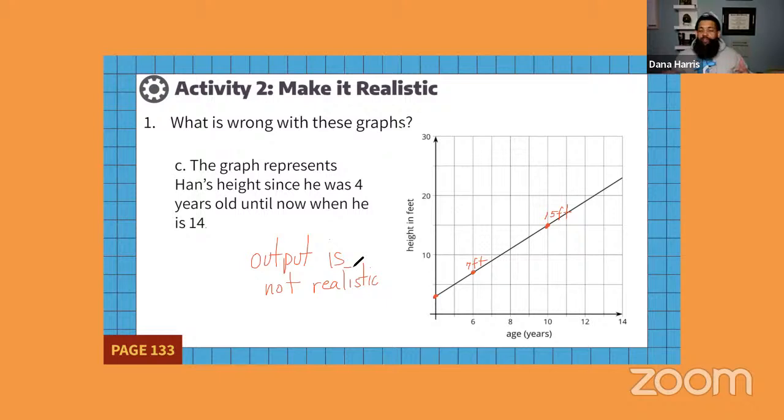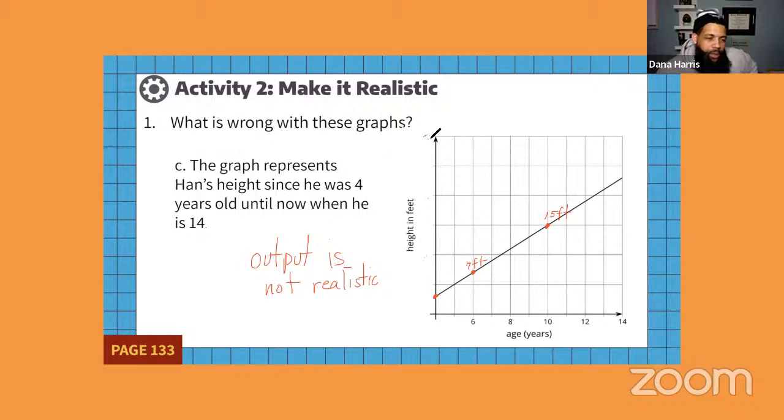Okay, so let's say we wanted to make this realistic. The age or the input is realistic: 5, 6, 7, 8, 9, 10, 11, 12, 13, 14. But in order to make this realistic, we would probably have to change these output values. Okay, so let's change them. I've never seen a 20-foot human being. I've never seen a 30-foot human being. We're not talking about Marvel and DC movies, right? But let's think about a more realistic height.